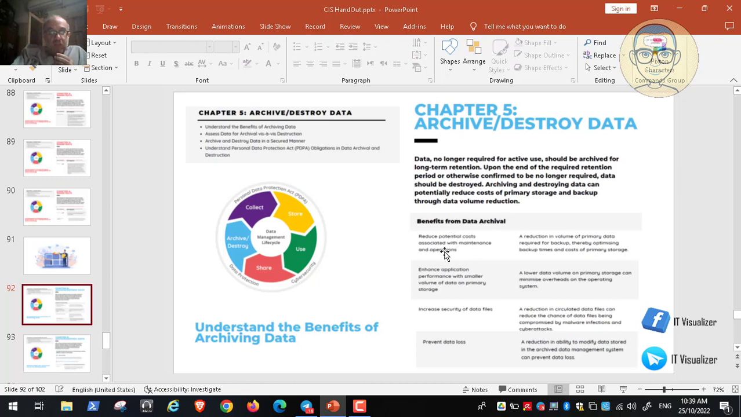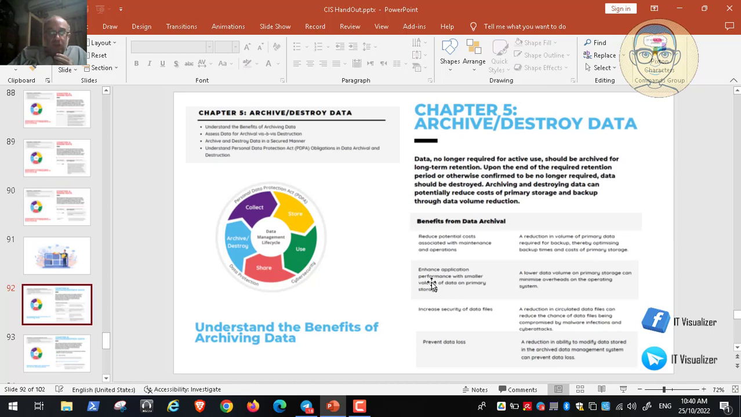Okay, so let's see some benefits of data archival. Reduce potential cost associated with maintenance and operating. Enhance application performance with a smaller volume of data on primary storage. So sometimes, for example, if you have Windows 10 on the C partition and you are storing data on the same partition, which is not a best practice, the more data you put on this C partition, the more the performance of the operating system will decrease. So the less data you put on the C partition, the better the operating system will perform.